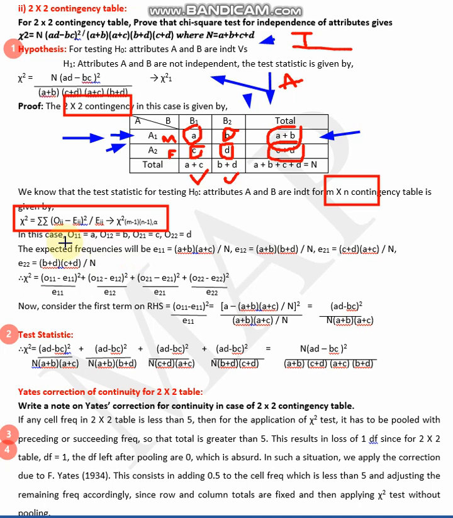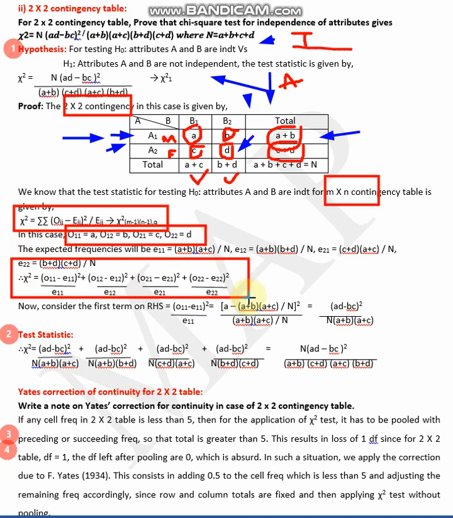O11 is my first observation, that is A, O12 is B, O21 is C, and O22 is my D. This is my observation D, so this is my O22. We can calculate the value of chi square by using the same procedure: O11 minus E11 square divided by E11. Likewise we will take all these four values and calculate. Once we calculate this value, what are we getting?